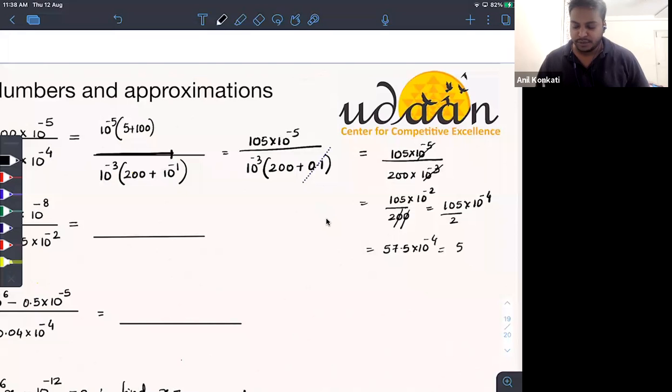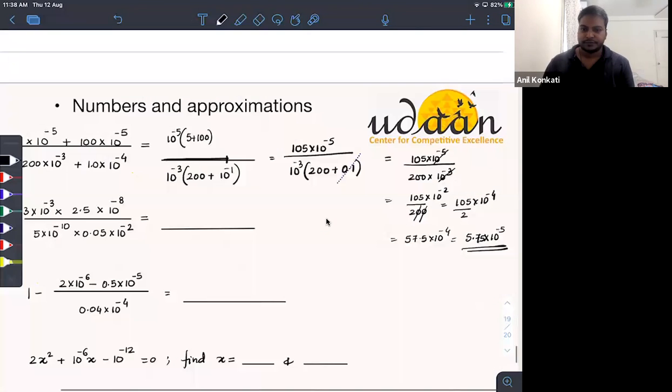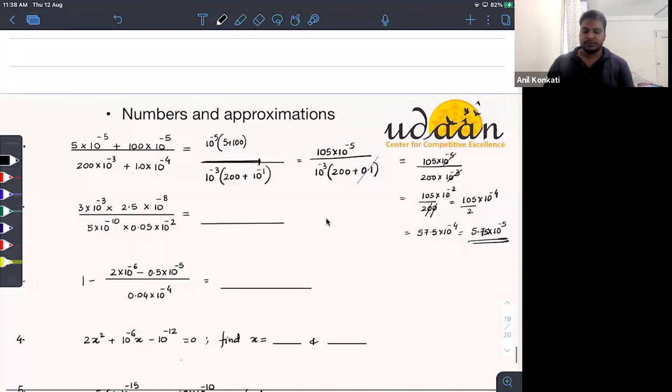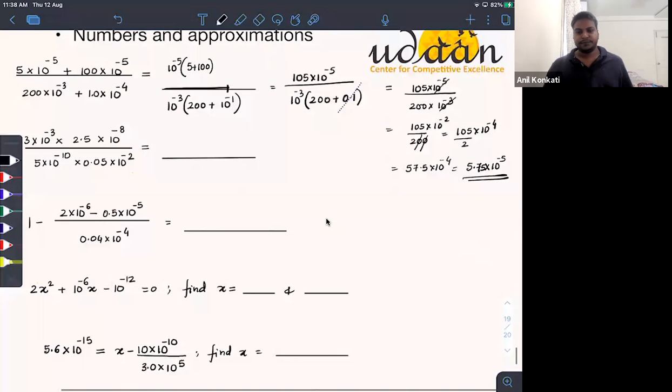But finally, you should represent it in single digits before the decimal. This is a correct representation: 5.75 into 10 raised to minus 4. Nikita, understood now? Have you got that?